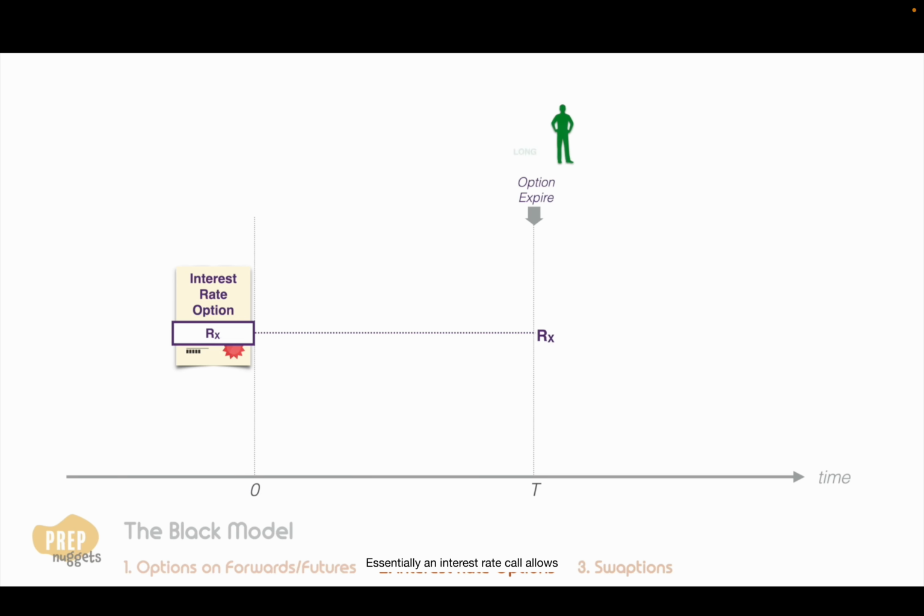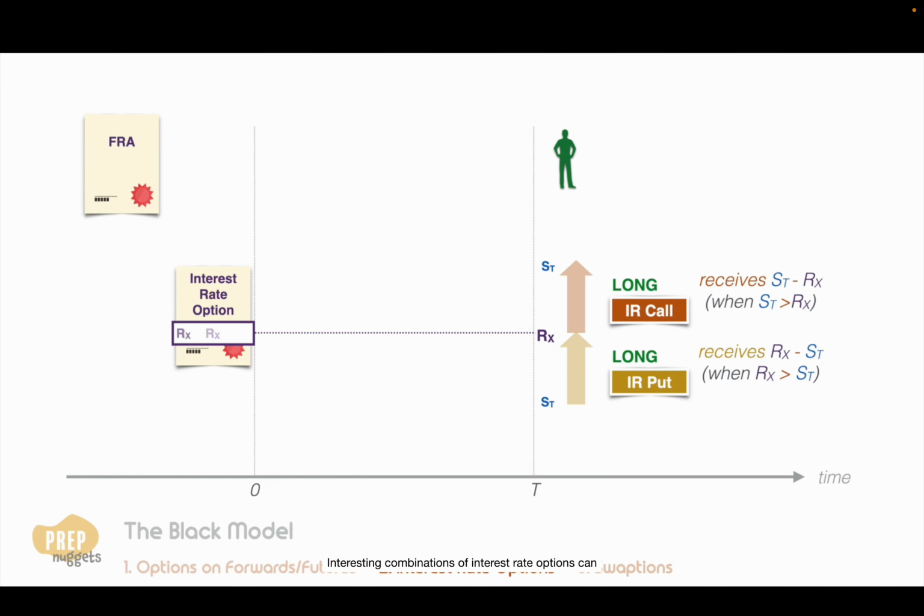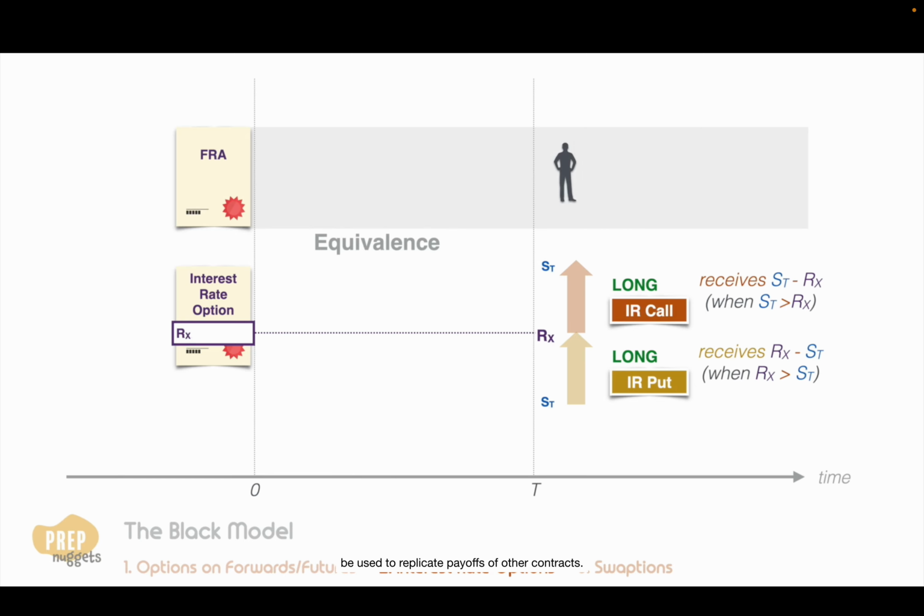Essentially, an interest rate call allows the long to receive a payoff if the interest rate ends above the strike rate. An interest rate put allows the long to receive a payoff if the interest rate ends below the strike rate. Interesting combinations of interest rate options can be used to replicate payoffs of other contracts. For example, the pay fixed receive floating side of an FRA can be replicated with a long interest rate call and a short interest rate put.